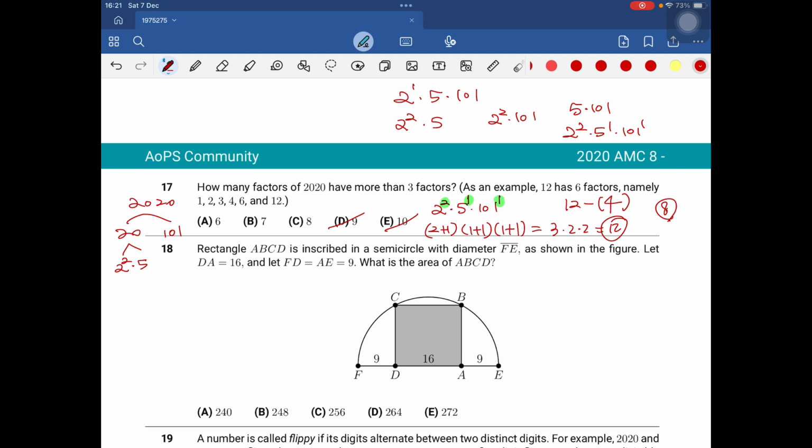This is 1, 1, 1, which means 2, 2, 2. It has 8 factors. This is 3 times 2, 6 factors. Yes, there is more. This is 2 times 2, 4 factors. We can find 2 times 5. It also has 4 factors, and 2 times 101 also has 4 factors. So 1, 2, 3, 4, 5, 6, 7.